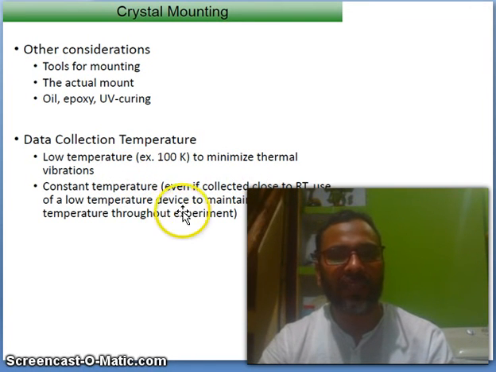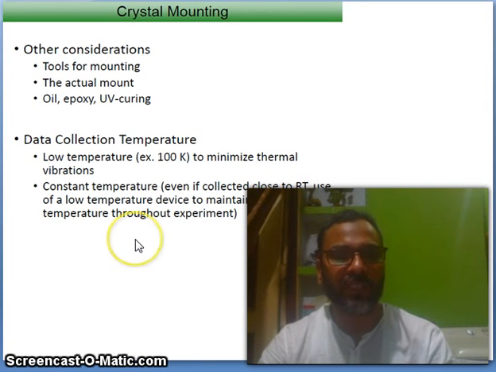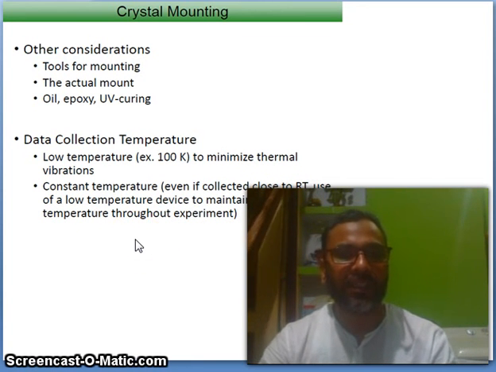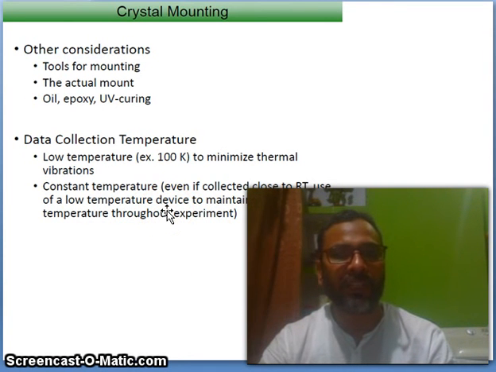Constant temperature: even if the collection is close to room temperature, use a low temperature device to maintain a constant temperature throughout the experiment. So that is also part. In between, if your chiller is not working, you are not collecting properly, then there is a problem.